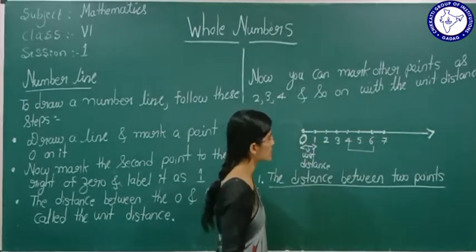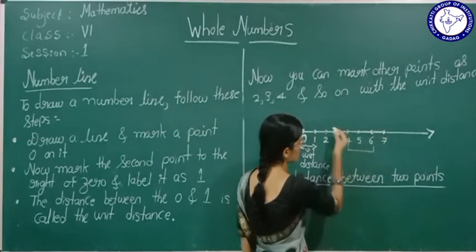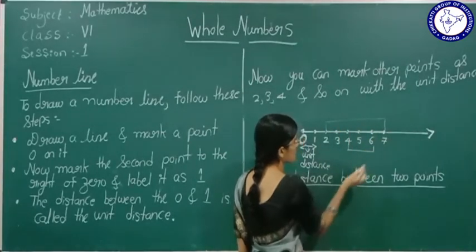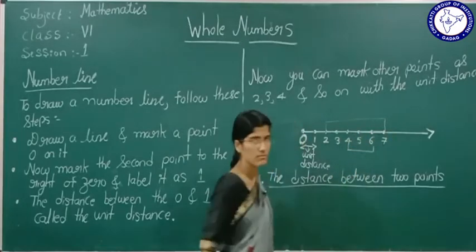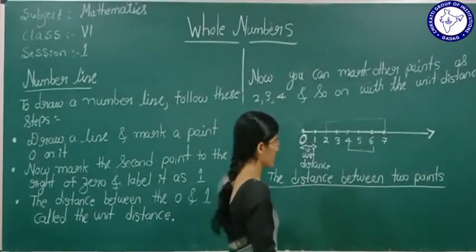What is the distance between 2 and 7? Tell me, what is the distance between 2 and 7? 1, 2, 3, 4, 5 units. Yes, this is nothing but the distance between them, 5 units.